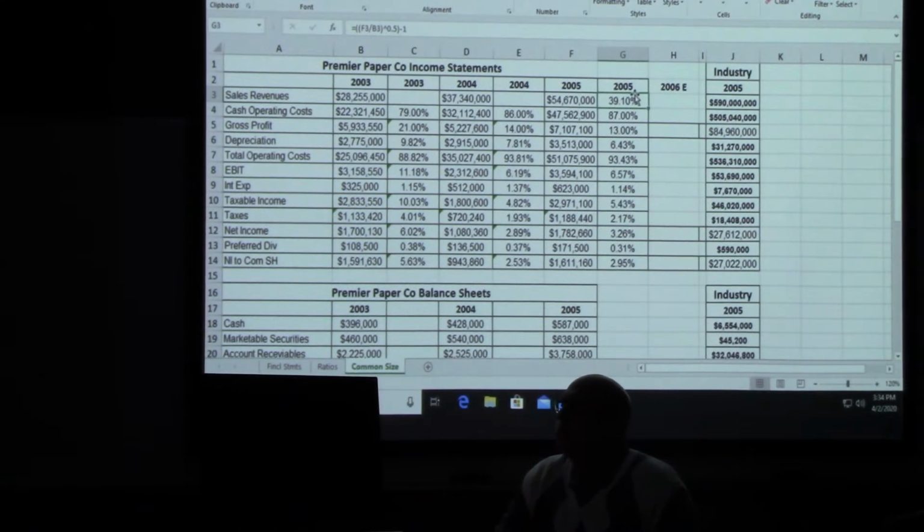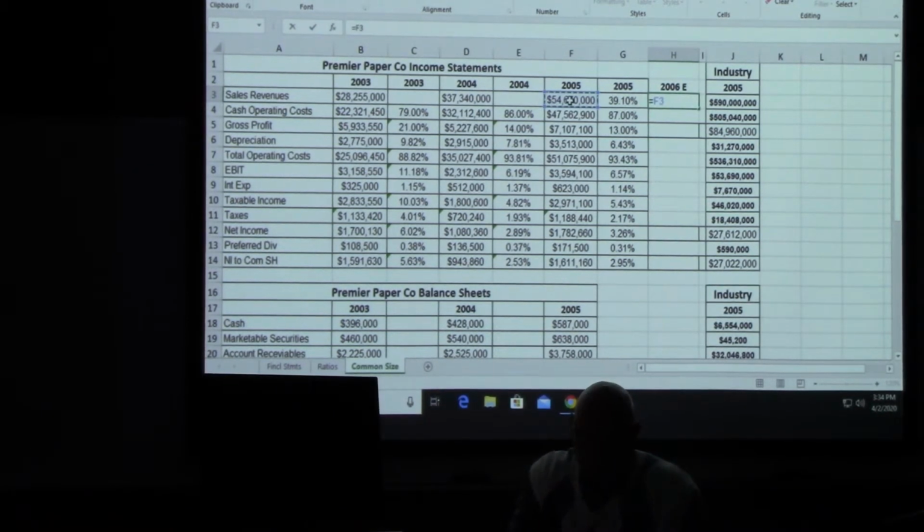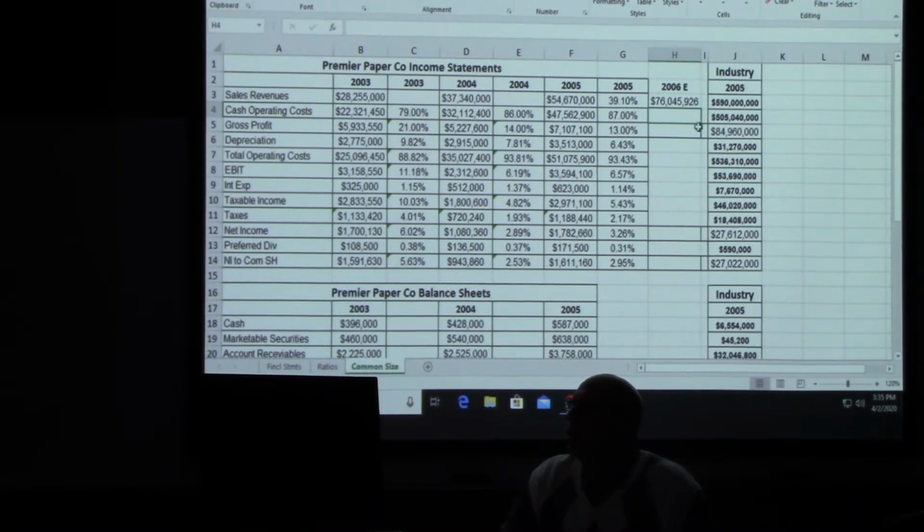So let's go ahead and use that to get our sales estimate for next year. So equals 2005's number times 1 plus our CAGR, up equals instead of plus. Boom. And let's double click on that, and there is our estimate.